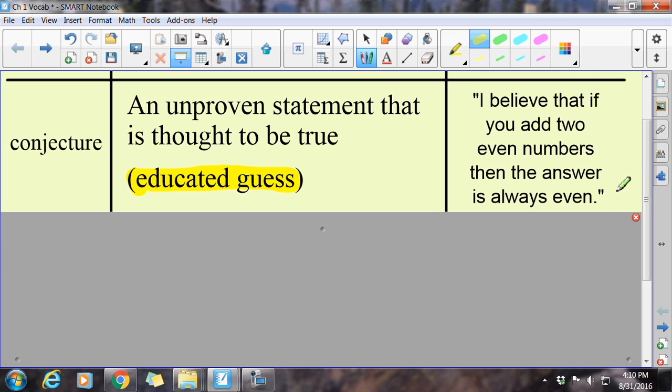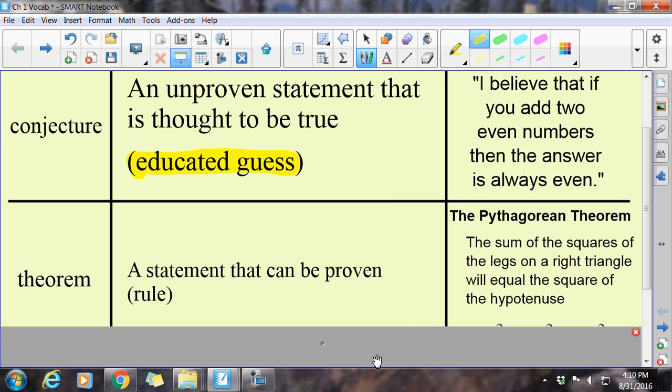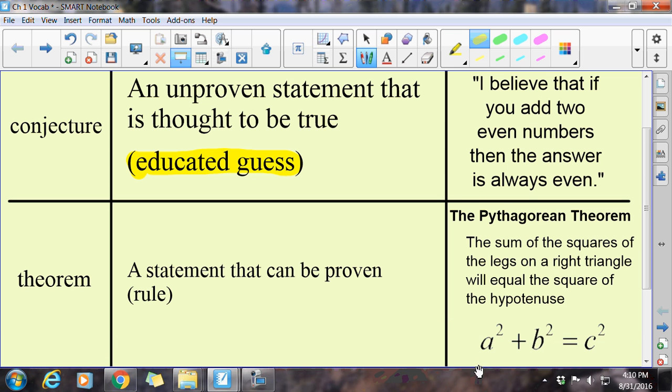Okay, next word. Here we go. Theorem. So theorem is usually a word we use more in geometry, but we're using theorem in the algebra book this year also. So the word theorem is a statement that can be proven. So a nice short word for that is it's a rule. It can be proven, everybody knows it's true, so everybody uses it. And we don't have to prove it before we use it. We just know it's true.